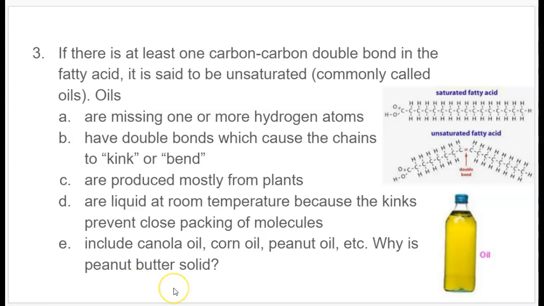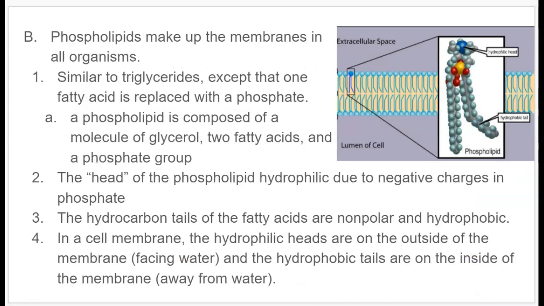Now, generally it's like, well, wait, why is peanut butter, which comes from plants, a solid? Well, peanut butter is a solid because when we produce peanut butter, generally it's got stuff added to it. So that's why if you read the labels, you see the term hydrogenated. Basically, it means they've added extra hydrogen atoms to it, and so they've helped to unkink those fatty acids, and so that's why peanut butter can be more of a solid. Even though it's spreadable, that's still technically a solid.